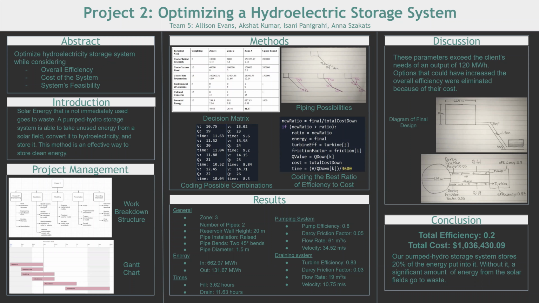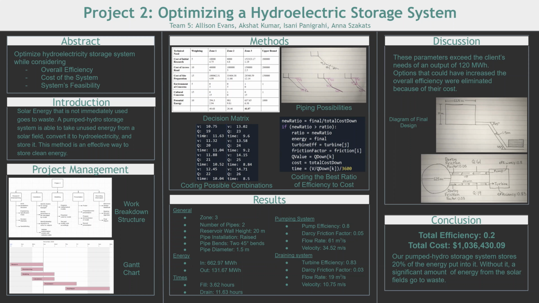Here is Team 5's proposal for optimizing a hydroelectric storage system. The abstract. For Project 2, we were asked by our client to optimize the hydroelectricity storage system while considering various factors.